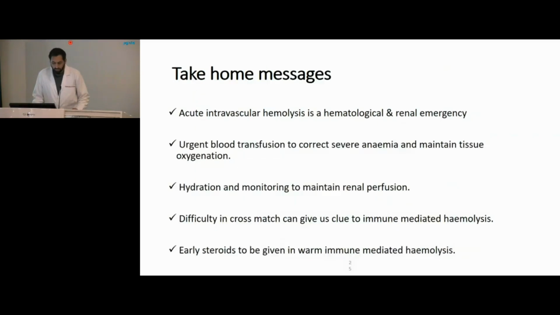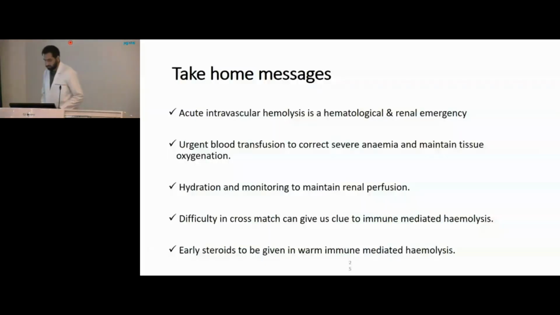So the take-home message is that acute intravascular hemolysis is an acute hematological and renal emergency. Urgent blood transfusion is the first step to correct the severe anemia and maintain tissue oxygenation. Second is hydration and monitoring to maintain the renal perfusion. If there is some difficulty in cross-match, that can give us a clue that it can be because of immune-mediated hemolysis, so we can think about immune-mediated hemolysis early on. And early steroids should be given in case of warm immune-mediated hemolysis. Thank you.